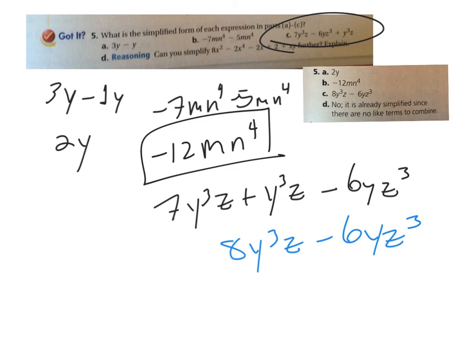And then the last one, can you simplify that statement any further? And again, the answer is no, because there are no like terms to combine, so you're done. You can't put these x's and stuff like that together.